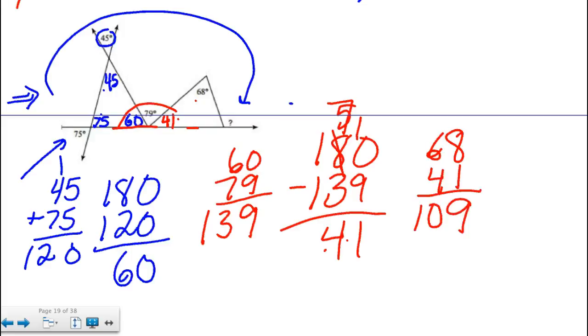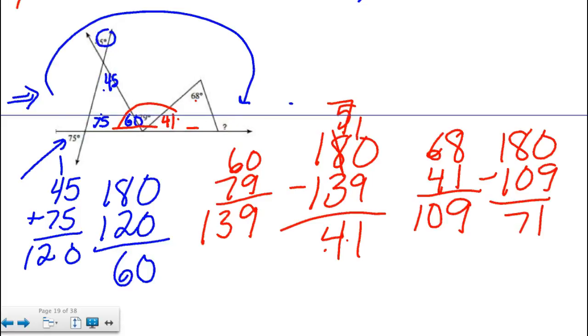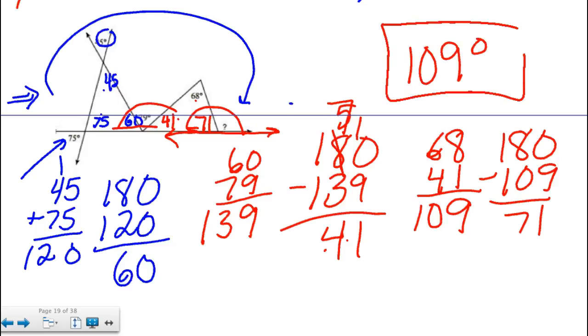I've used 109 degrees. So what's this going to be? 180 minus 109. So I'm at 71. And I've walked my way over to the question mark. Question mark and 71 degrees complete a line. They are a linear pair, or they make a straight angle together, which means they add up to 180 degrees. So what I've got is question mark is 109 degrees for my final answer.